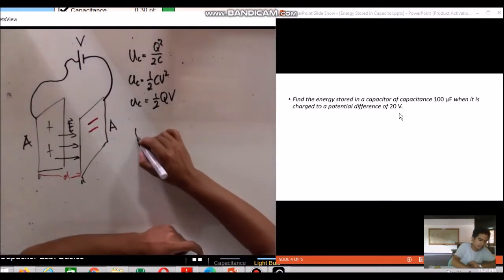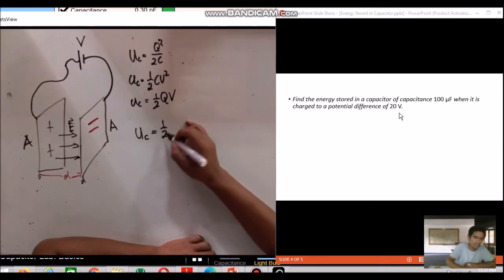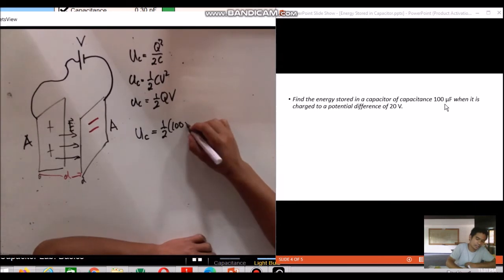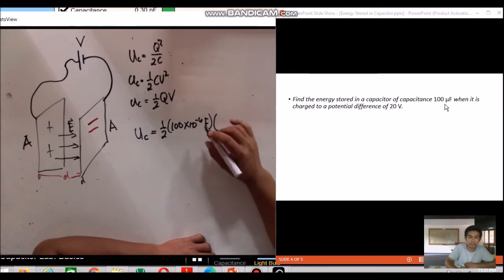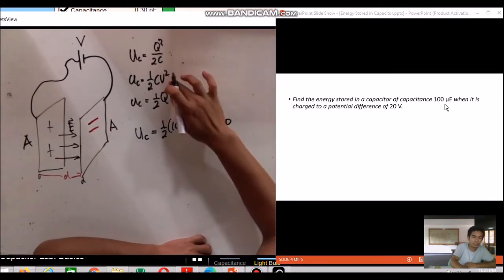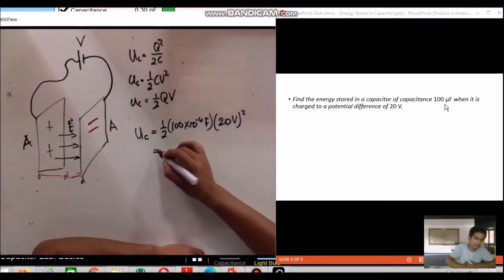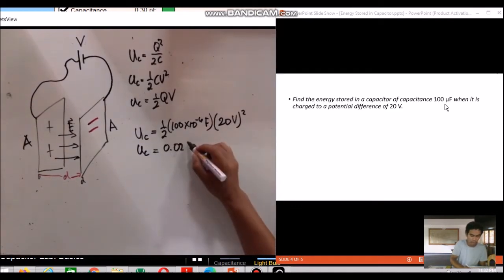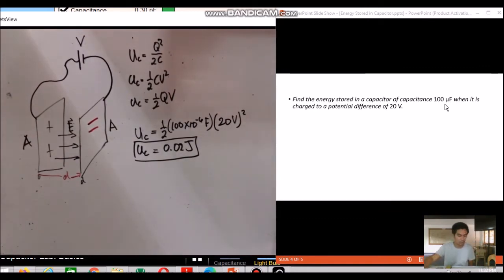So the electrical potential energy stored in the capacitor will be 1/2 the capacitance. Capacitance is 100 microfarad, or that's 100 times 10 to the -6 farad, times the square of the voltage. So 20 volts squared, that is equal to 0.02 joules. Okay, 0.02 joules of potential energy.